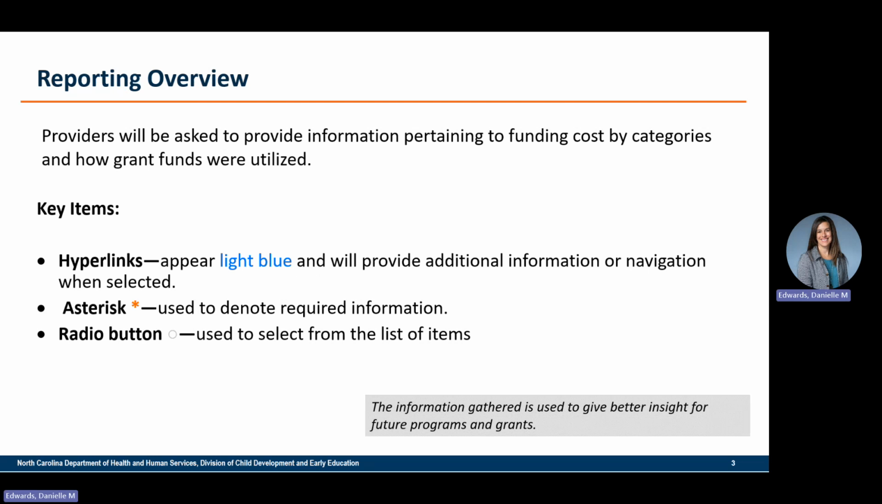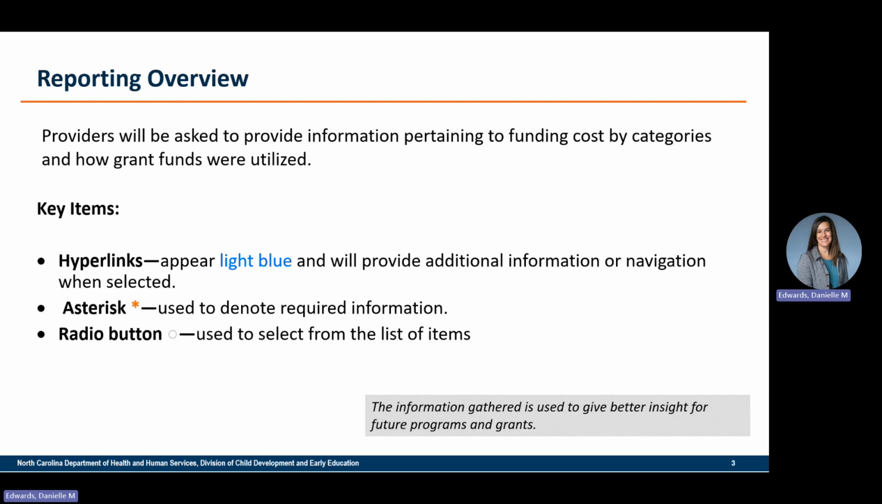As you're making your way through the reports, you might notice a few things. I just wanted to make you aware of what they are. We will be asking information pertaining to your funding by categories and how your grant funds were spent. You will notice as you're doing that, there will be areas that are hyperlinks, which will appear in light blue writing, and that provides additional information or navigation through the information as you're doing that. Things noted with an asterisk are required information.